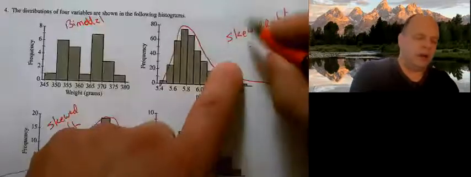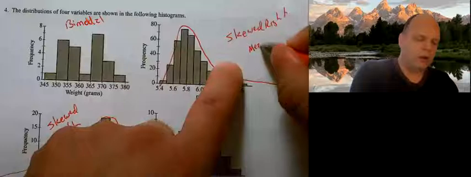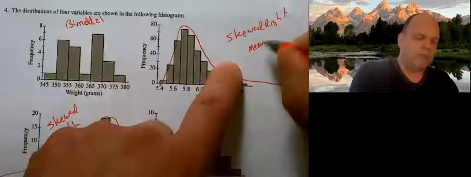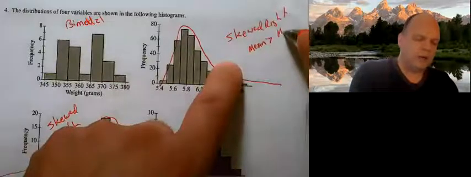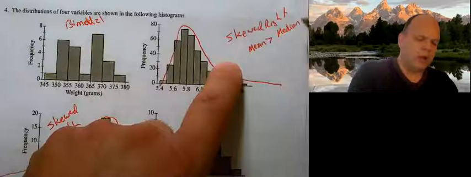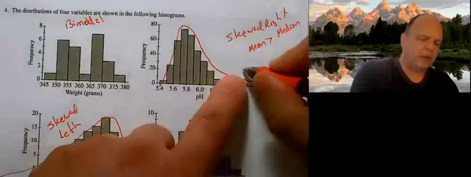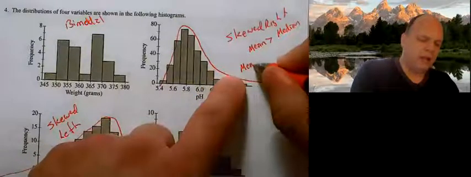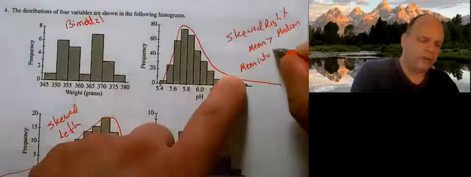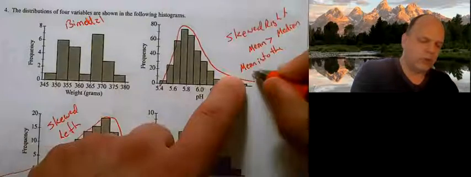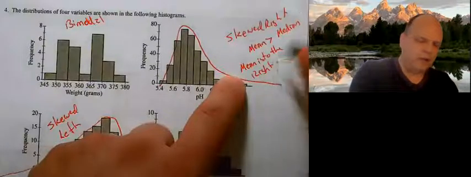And by the way, skewed right, that means our mean is bigger than our median. Our mean will be bigger than our median because our mean is to the right of the median.